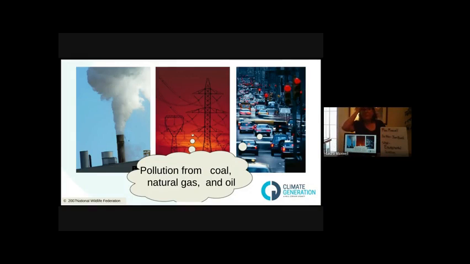So there's pollution from coal, natural gas, and oil. So you can see various different depictions of that.